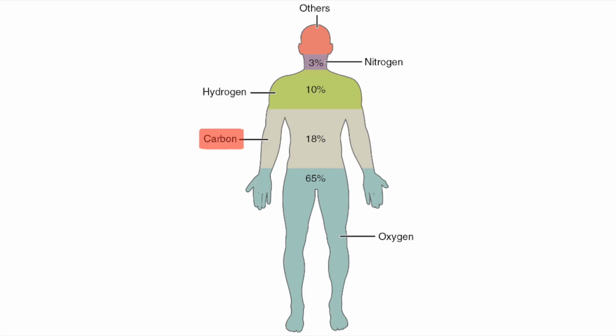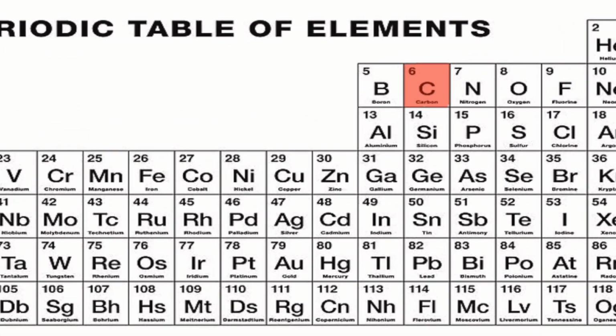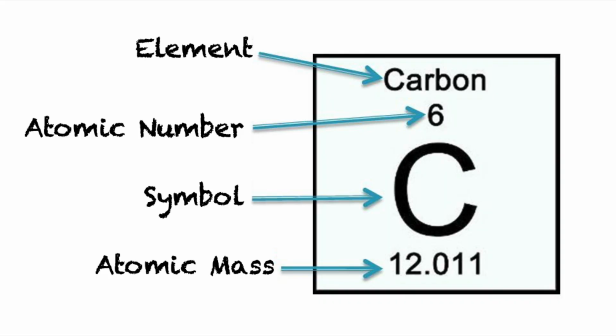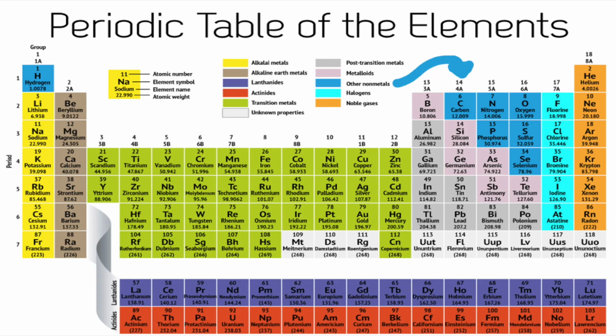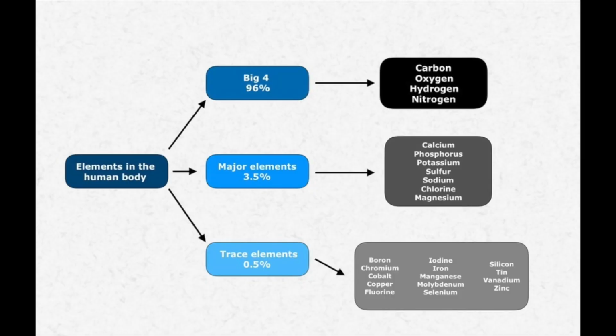Carbon is one of the most abundant elements in the human body. Let's look at its chemical properties and structure. In the periodic table of elements, elemental carbon is represented by the symbol C. Its atomic number is 6, and its atomic mass number is 12. Carbon is a nonmetal and is thus non-lustrous, brittle, and a poor conductor of heat and electricity. Carbon makes up one of the 4 major elements of living systems. The others are hydrogen, oxygen, and nitrogen.